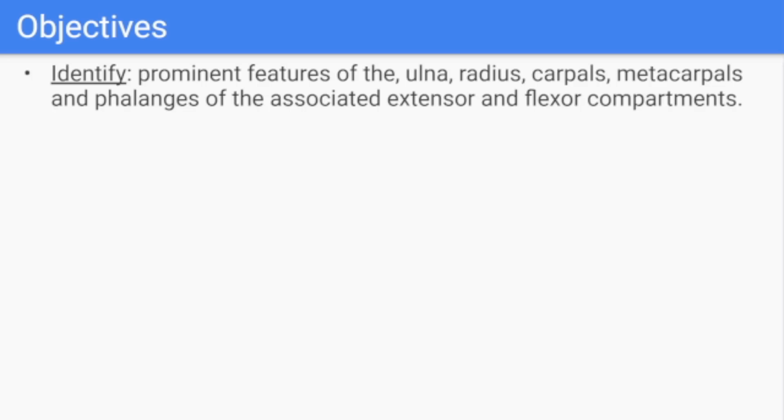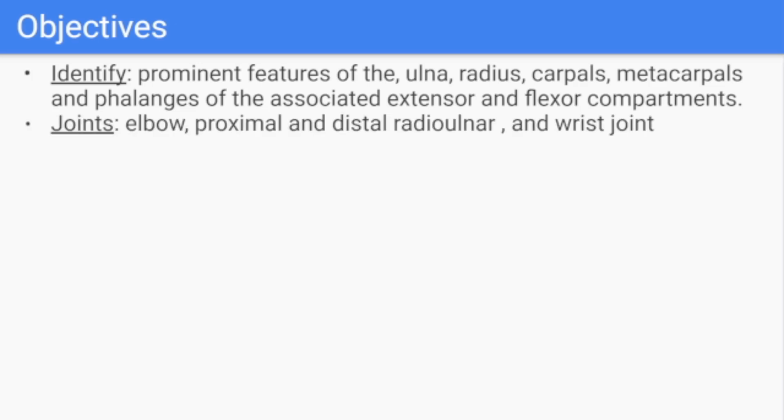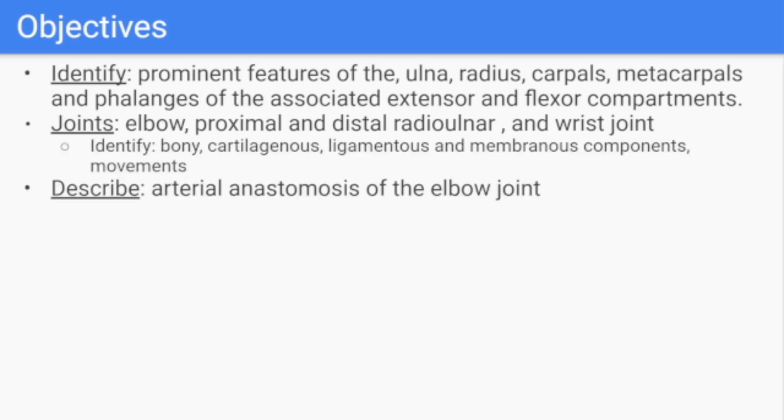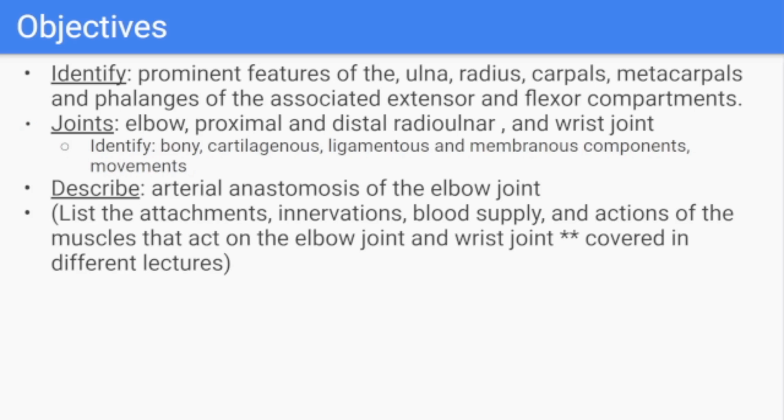Okay, this is a lecture on introduction to hand and wrist for first year medical students. So we're going to identify the prominent features of the bony structures. We're going to talk about the joints, including all of the significant attachments. We're going to describe some of the vascular supply, including listing all the attachments.